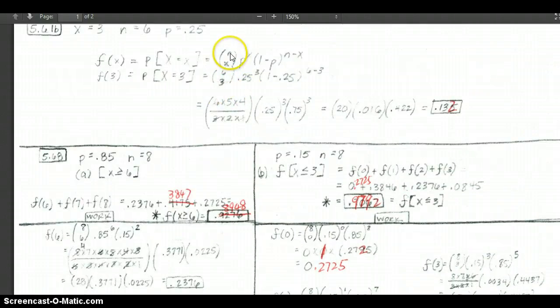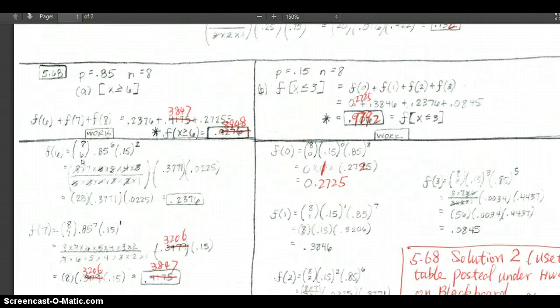So you plug in n equals 8, little x equals 6. Always remember this formula only applies to capital X equals little x equals a number, like 6. So we plug into the formula like below here.